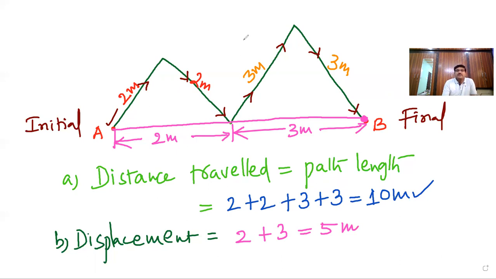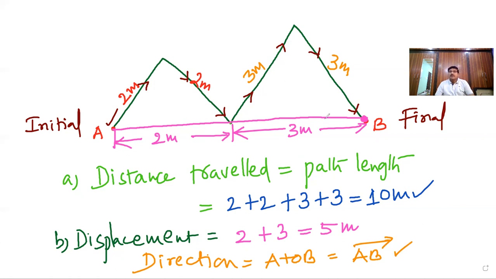So what is the direction? Direction is from the initial position to the final position, A to B. AB bar is the displacement.